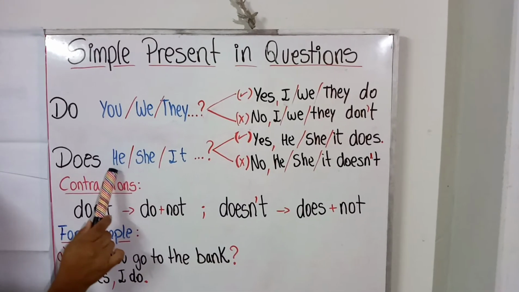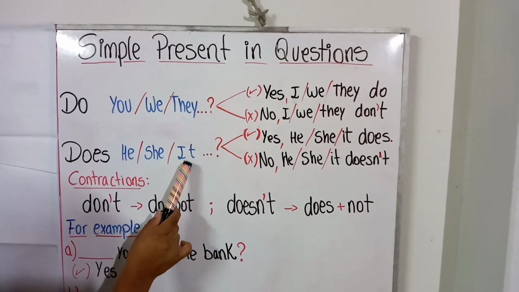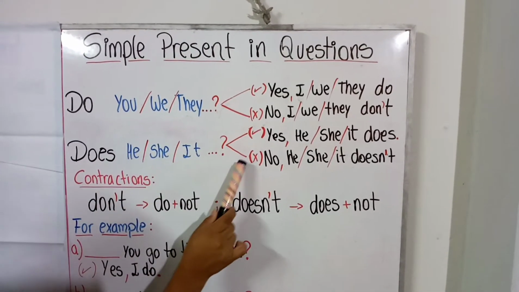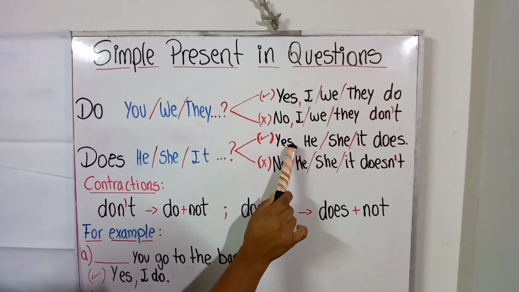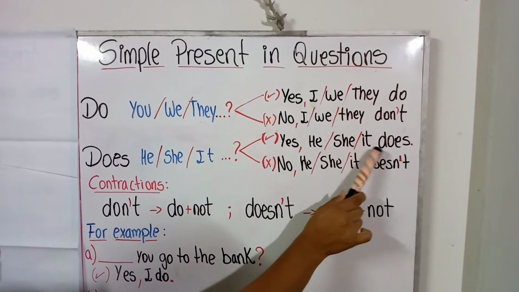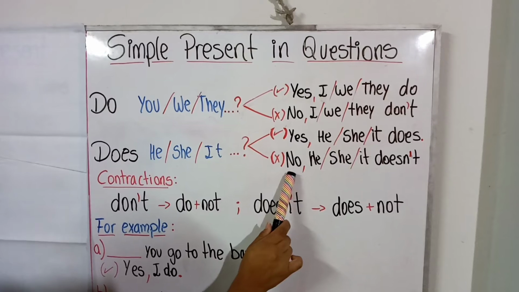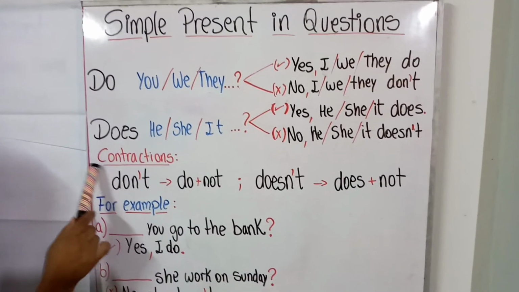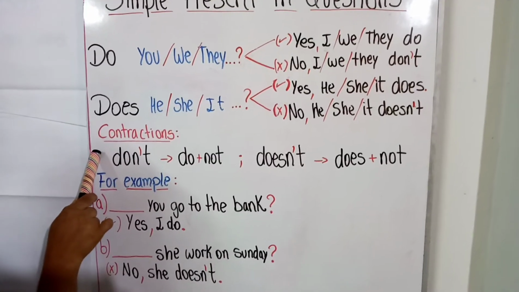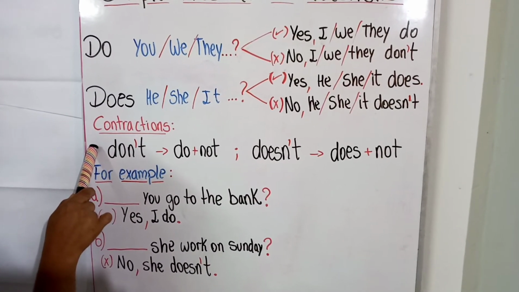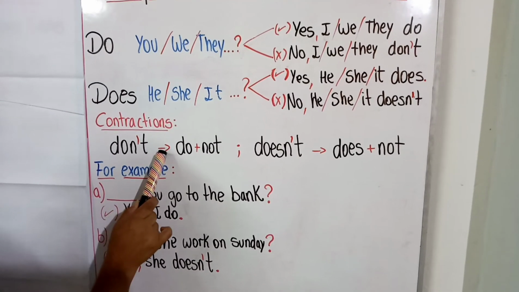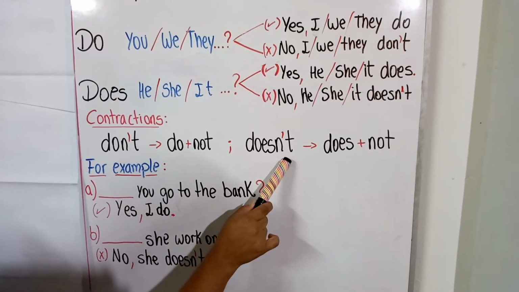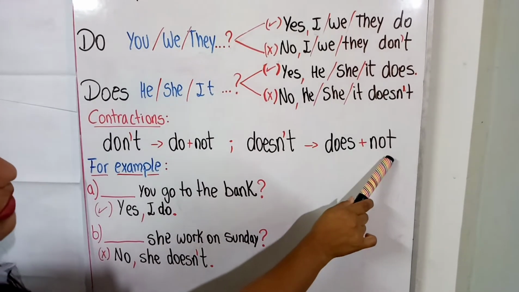Then we have here he, she, and it. And the question for them is does. And if it's affirmative, we are going to use yes, he, she, it does. And in the negative, no, he, she, it doesn't. Okay? Here we have some examples about contractions, which is the reduced form for this. We have don't, which is the same like do plus not, and doesn't, which is does plus not.